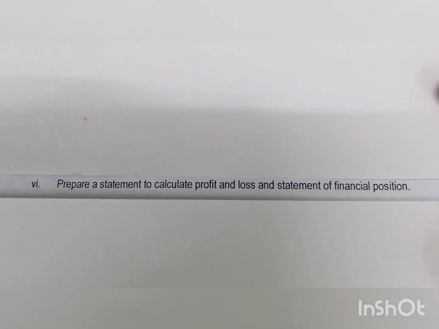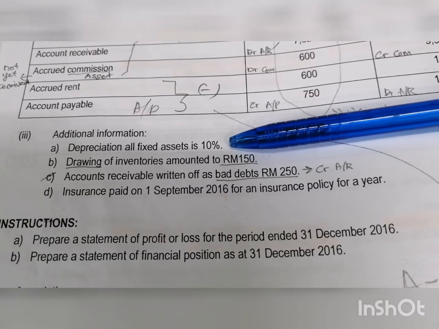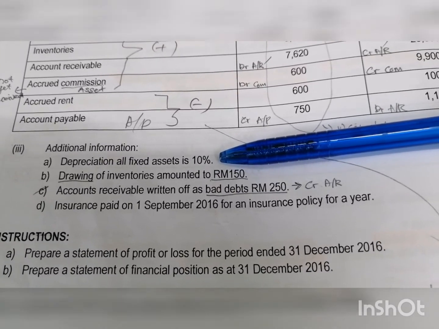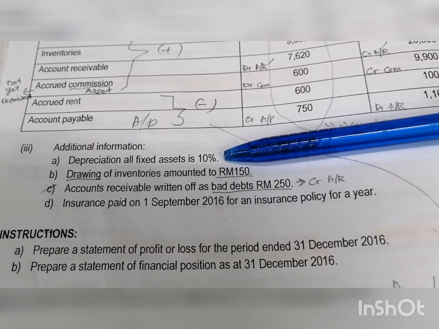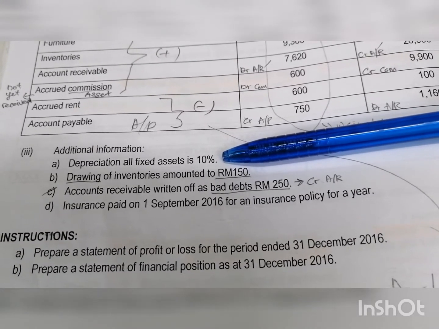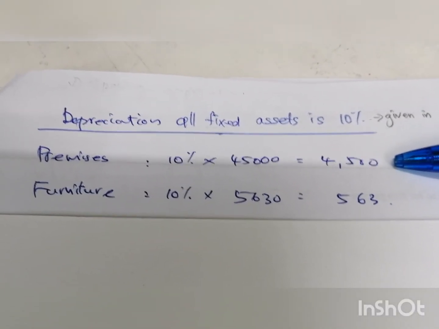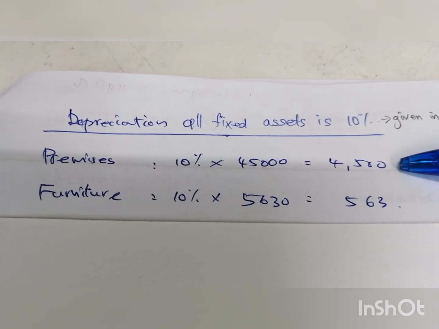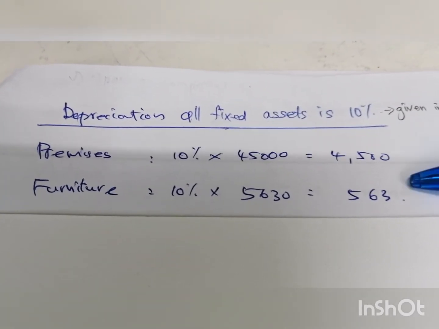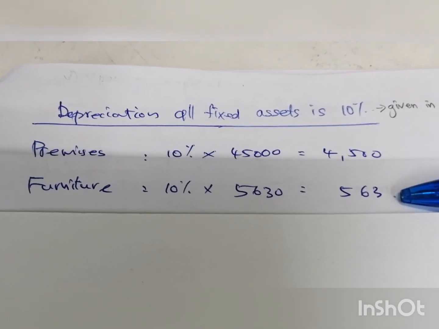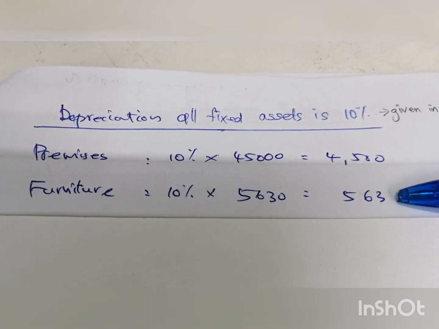Look at the last question. Prepare a statement to calculate profit and loss and a statement of financial position. To calculate the profit and loss, we have one more piece of additional information to take care of. That is depreciation of all fixed assets is 10%. Therefore, for premises, 10% times 45,000 equals 4,500. For furniture, 10% times 5,630, you get 563.